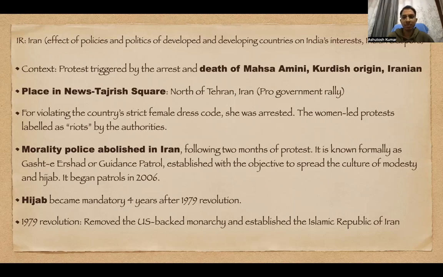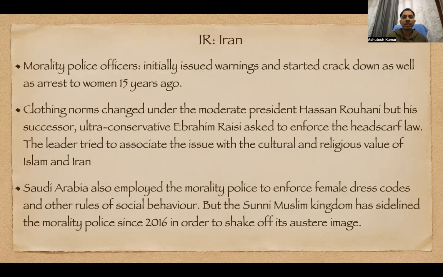Actually, what happened after the 1979 revolution in Iran? After 4 years, they made it mandatory for women to wear hijab. Okay. Earlier, even this morality police only issued warnings. So that's why it is said that there is a slippery slope.